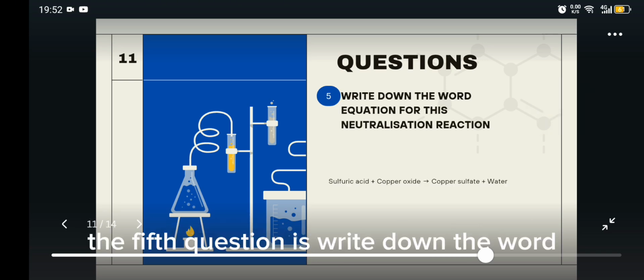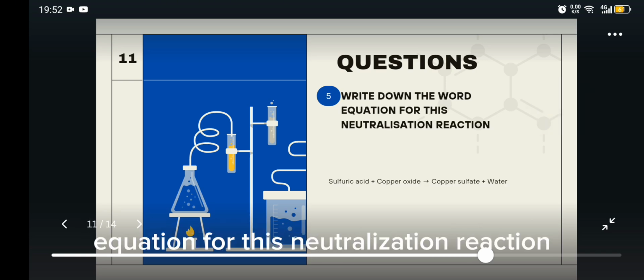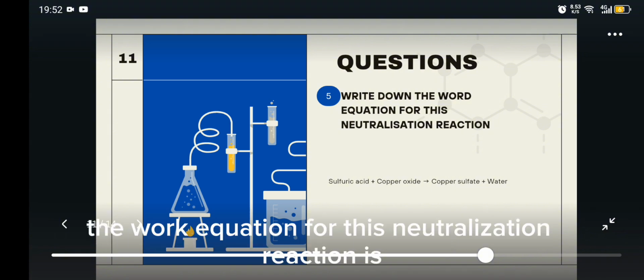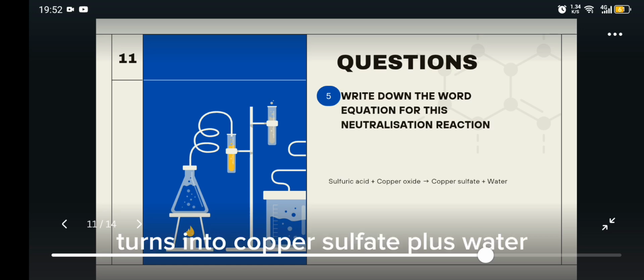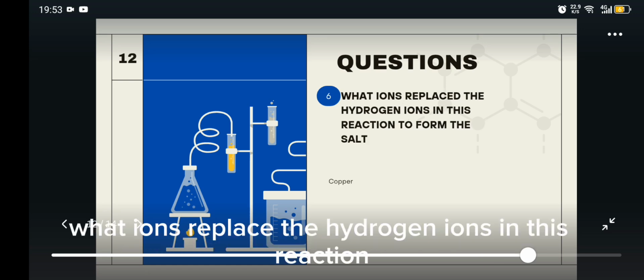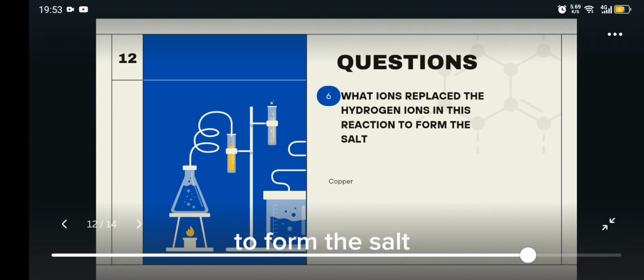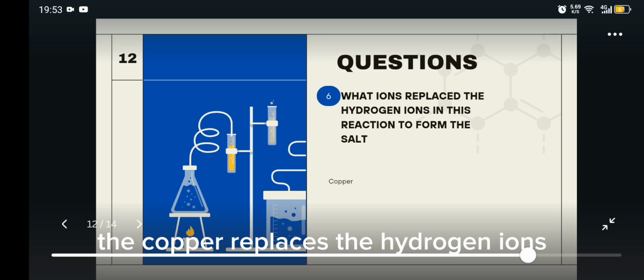The fifth question is, write down the word equation for this neutralization reaction. The word equation for this neutralization reaction is sulfuric acid plus copper oxide turns into copper sulfate plus water. The sixth question is, what ions replace the hydrogen ions in this reaction to form the salt? The copper ions replace the hydrogen ions.